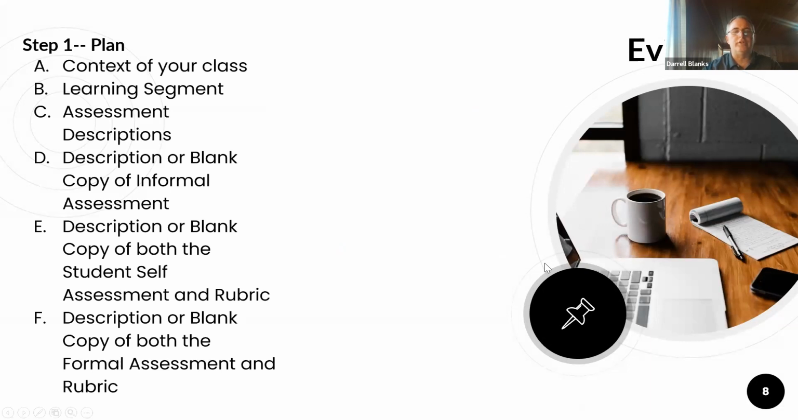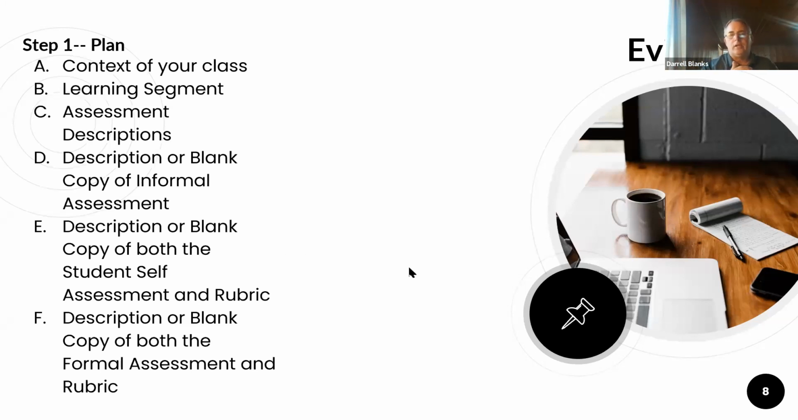Let's take a look at what you're going to submit. For step one, you're going to submit six pieces of evidence. First, the context of your class. This is where you describe your class, focusing on the assets and learning needs of your students, the background of your EL learners, and prior knowledge that students might have. Then you submit the learning segment template. Template B has a beginning part that gives the overall standards, ELD and content standards, plus the overall topic of your week of instruction, three to five days. Plus it has subsequent tables for each of the days that you're going to teach.